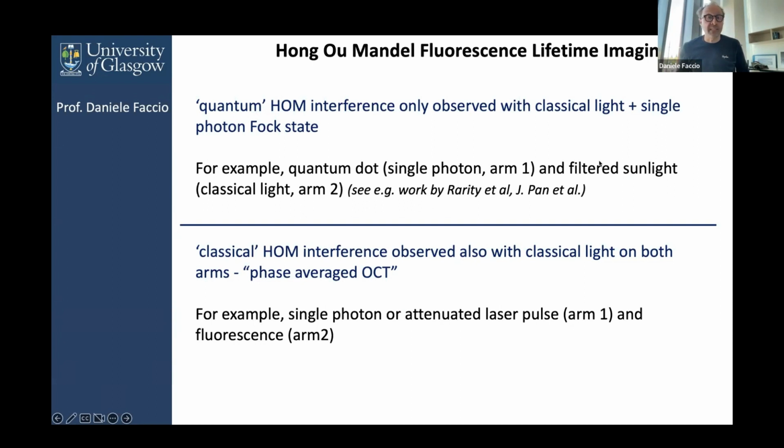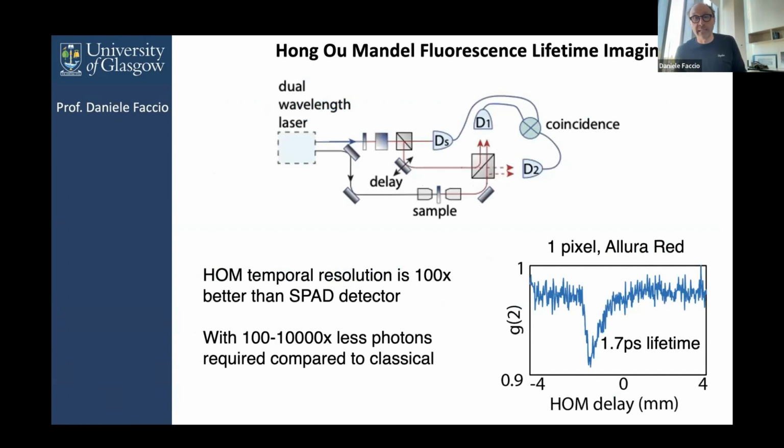People have even seen quantum Hong-Ou-Mandel interference by using a single photon from a quantum dot, with the other light coming from the sun. And of course, I've already mentioned that you can just do pure classical Hong-Ou-Mandel sensing. So let's bear that in mind as we go forward in the next slides.